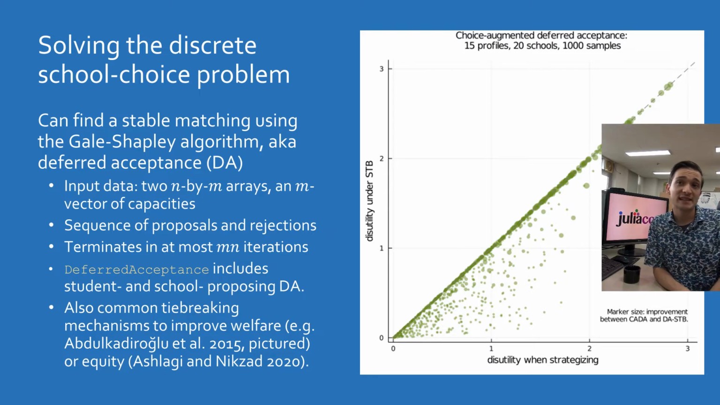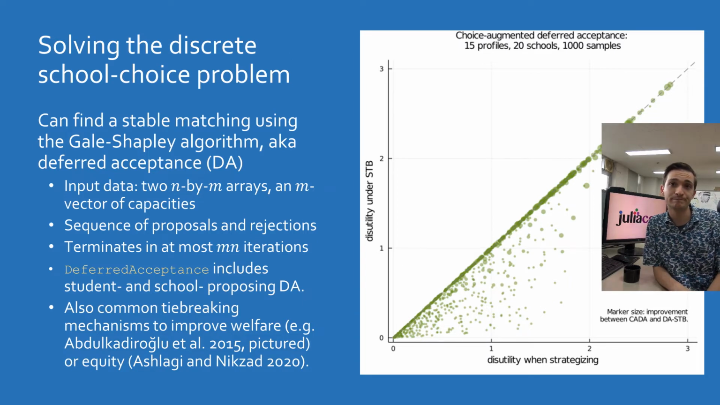One way to find a stable matching in this many-to-one context is using the Gale-Shapley algorithm for stable marriage, which in school choice is typically called deferred acceptance. Needless to say, this package implements several variations of deferred acceptance, including random tie-breaking mechanisms that try to optimize for student welfare.